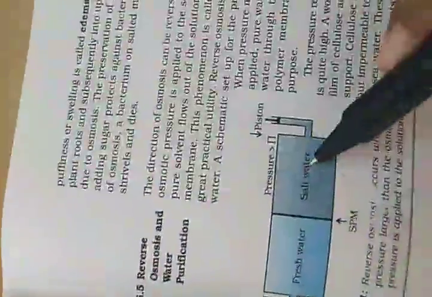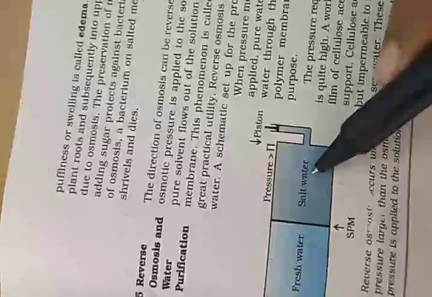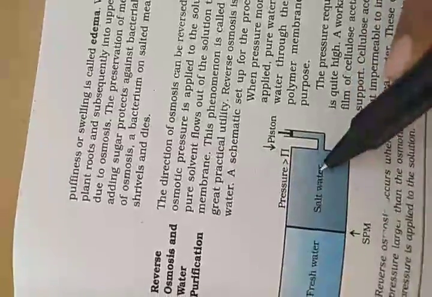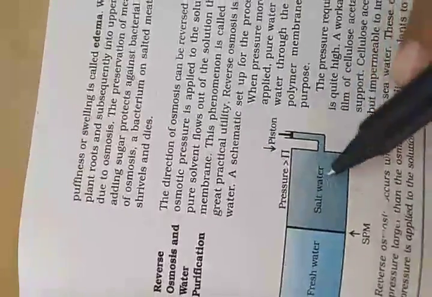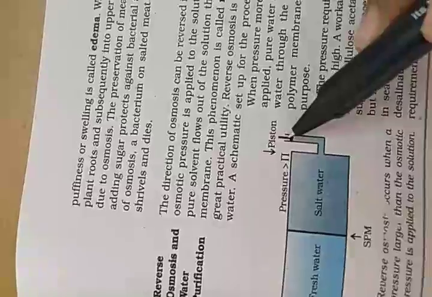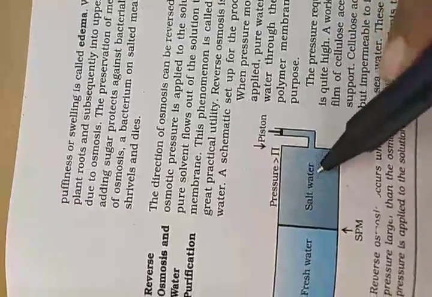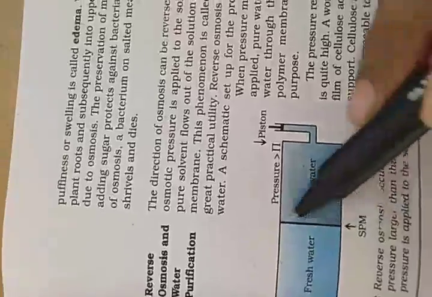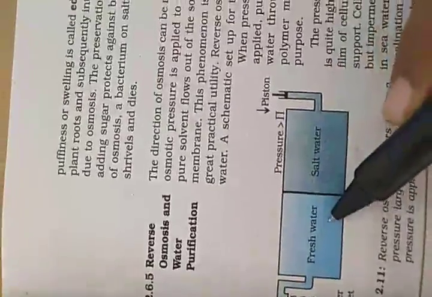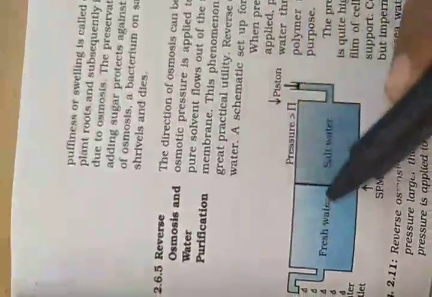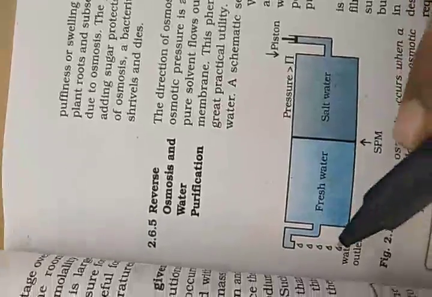Here I am showing you, this is salt water. In the sea water, pressure is applied more than the osmotic pressure through the piston. Like that we are doing the cycles, pump and all now. So the piston is applied, salt water, this is the semi-permeable membrane, and from that, on the basis of reverse osmotic pressure, we are getting fresh water outlet.